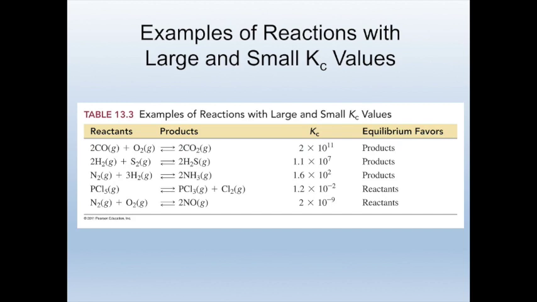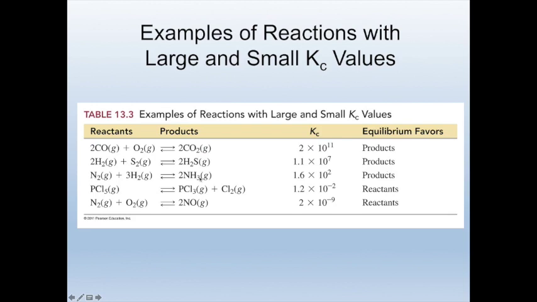Here are a few examples. The reaction of carbon monoxide with oxygen to produce carbon dioxide has an equilibrium constant of 2 times 10 to the 11. It favors products. Hydrogen gas plus S2 gas produces hydrogen sulfide gas. This also has a large Kc value of 1.1 times 10 to the 7th. So that will favor products as well.